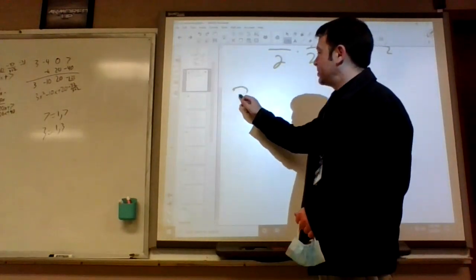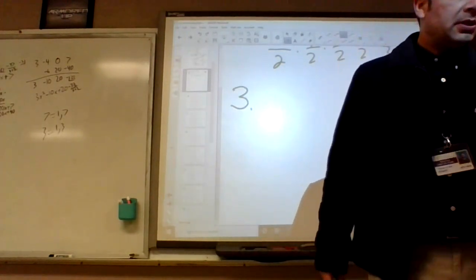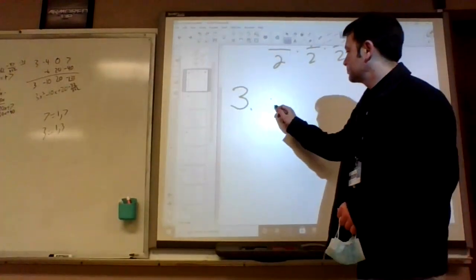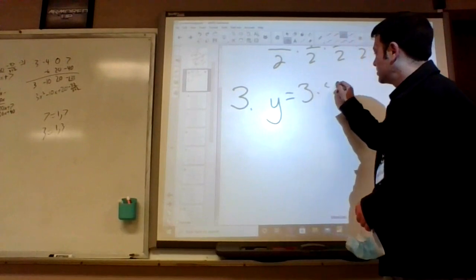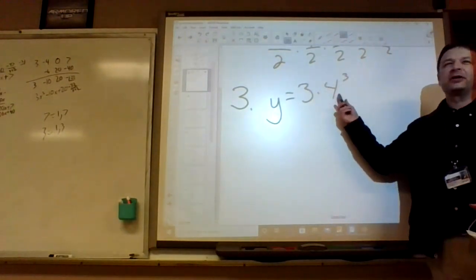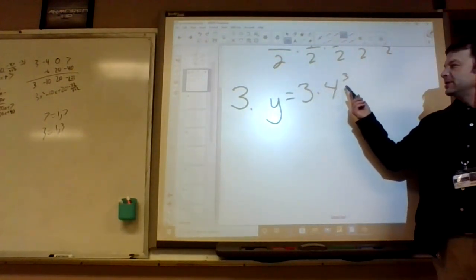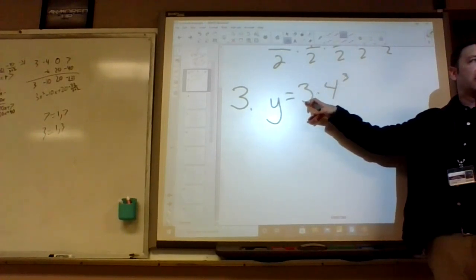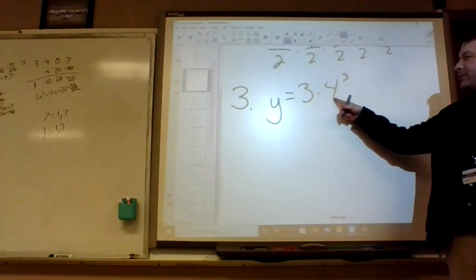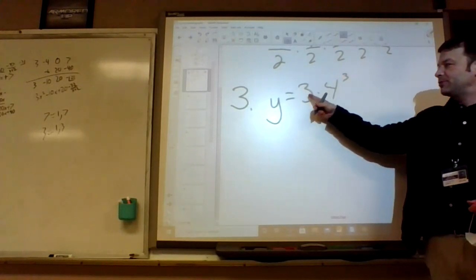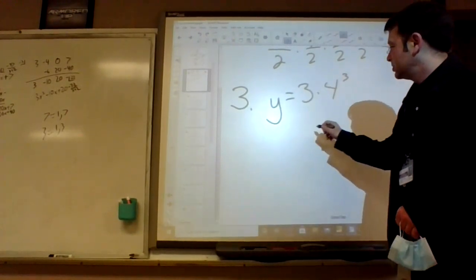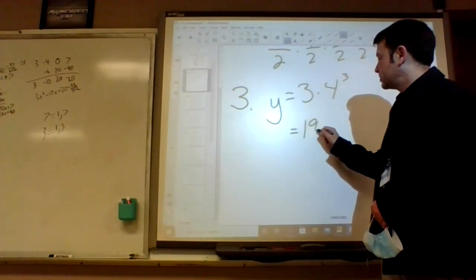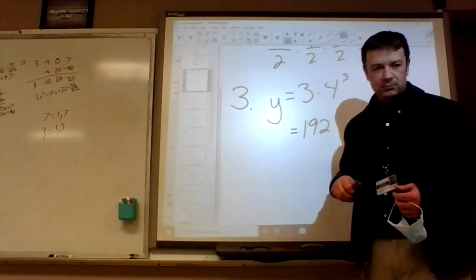Okay, number 3. 3 times 4 to the x when x is 3. So y equals 3 times 4 to the 3rd. 48. No. Okay, remember exponents. Exponents come before multiplication. 4 times 4 is 16. 16 times 4 is 64. 64 times 3 is 192. Yeah, 192. We did it.